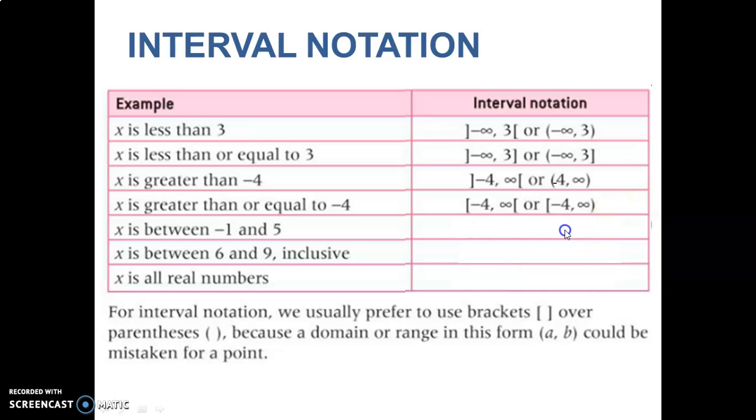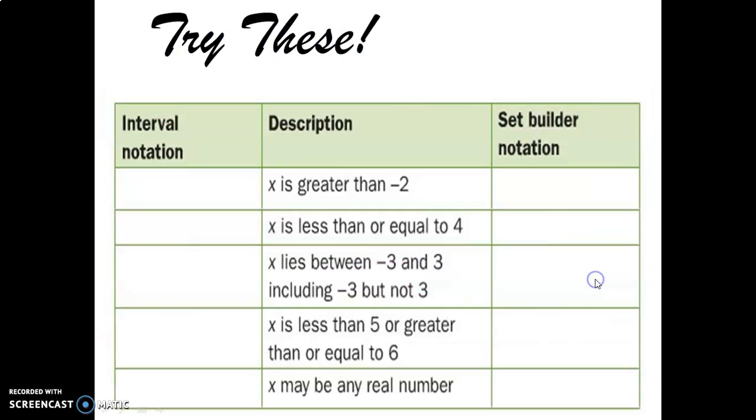Between negative 1 and 5, what do you think? Here we go. Between negative 1 and 5, rounded brackets means it does not include, and here the same thing. And between 6 and 9 inclusive, okay, 6 to 9, both of them are square brackets included. And X is all real numbers. Check this out. From negative infinity to positive infinity does not include those because you cannot include infinity. Or negative infinity to positive round brackets also means not included. Great job. Try these.